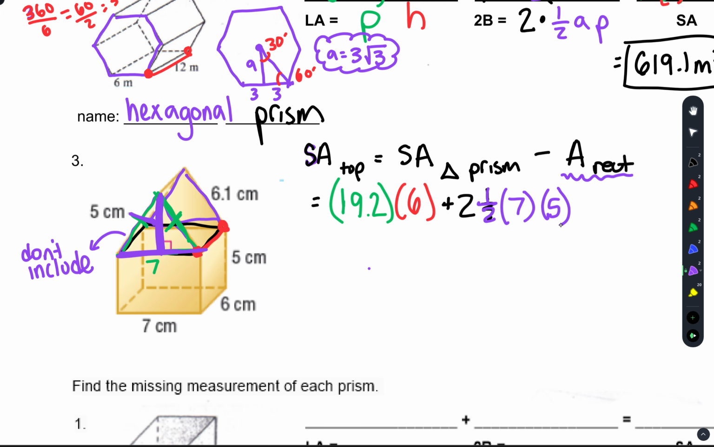Now I know that piece that's squished in the middle there is not going to be counted. It's a rectangle and its dimensions are 7 by 6. So I'm going to subtract a 7 by 6 rectangle from that. Does everybody see where those numbers are coming from? So I'm going to put that all into my calculator. I'm just going to do it real fast. I'm not even going to do any simplifying. 108.2 is what I got there.